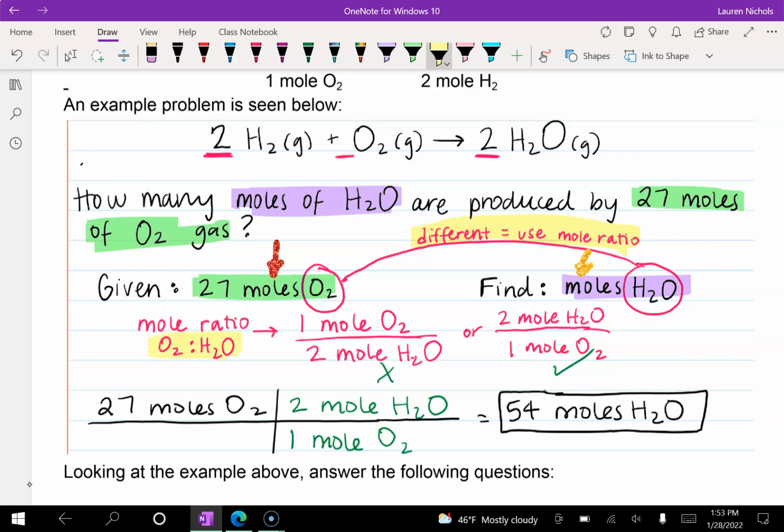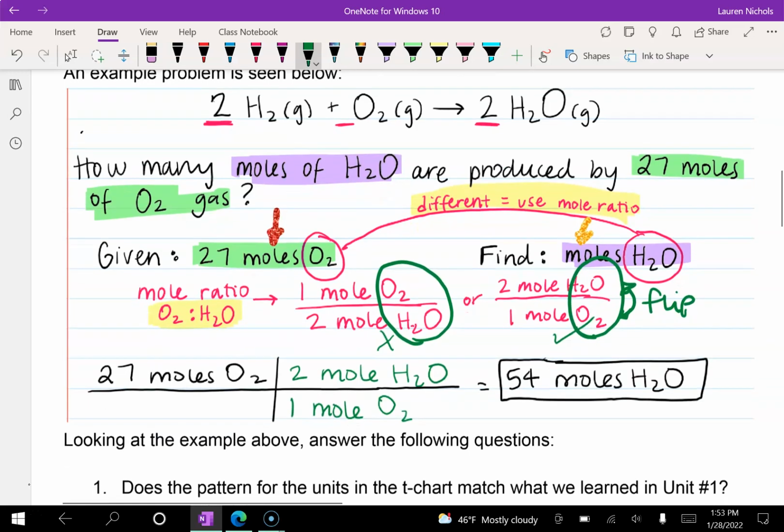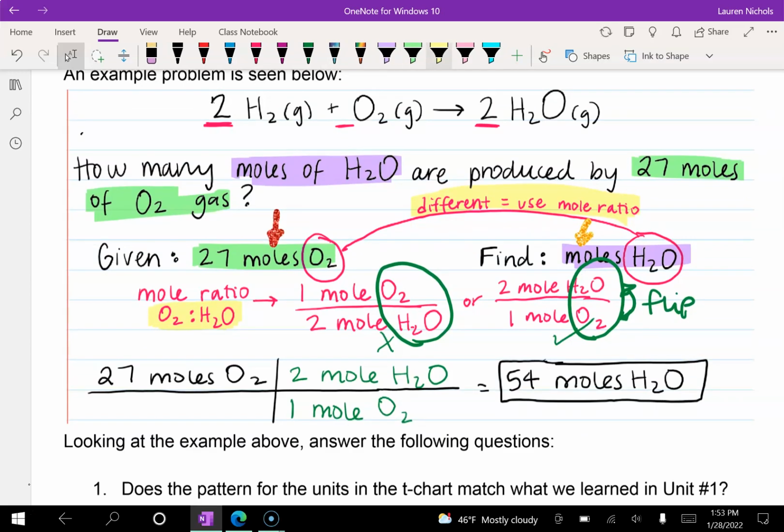So if I want the mole ratio of oxygen to water, we know that it's 2 to 1 or 1 to 2, and we can write it 2 different ways. We can write it with 1 mole of oxygen at the top and 2 moles of water at the bottom, or we can flip it. Now keep in mind, you have to have your chemical formula in your chart because we are not using the same ones. So I know that if I start with 27 moles of oxygen, then moles of oxygen must be at the bottom, which is why we are using the flipped version and not the first one. So 27 times 2 divided by 1 gives us 54 moles of water.